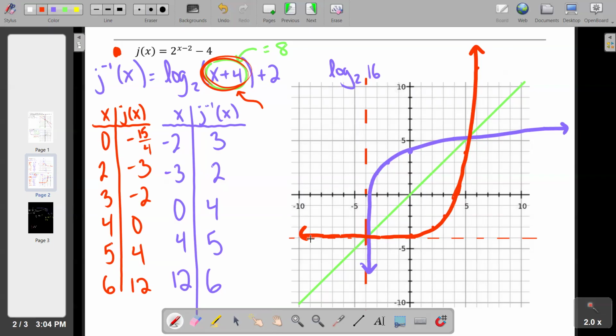So the goal of the lesson is, can I find the inverse of a function? That's an old lesson. Can I make a table of values for both the function and its inverse? And then can I graph them to verify that, yeah, those look like inverses to me? That's where we're at right now.